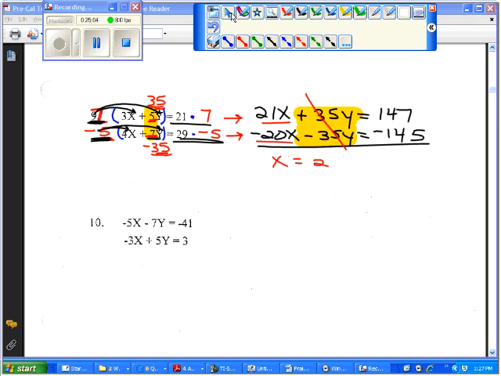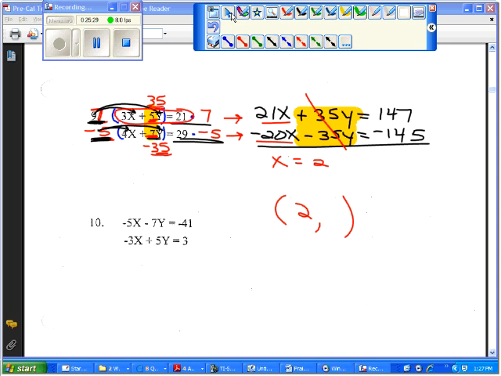Now we're still solving a system, right? The solution to a system of linear equations is the one point x, y. X is 2. We need the x, y that makes them both true. So we need the y. Now how are we going to get the y?